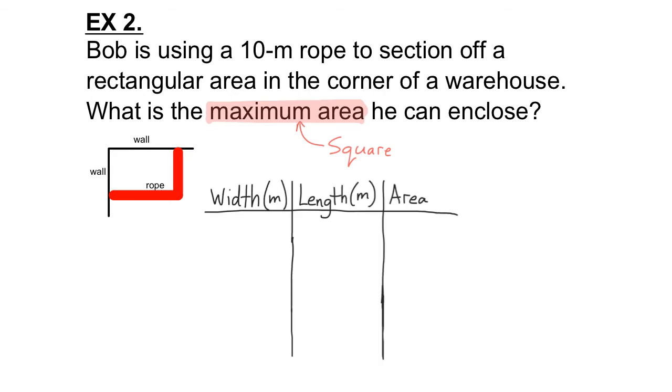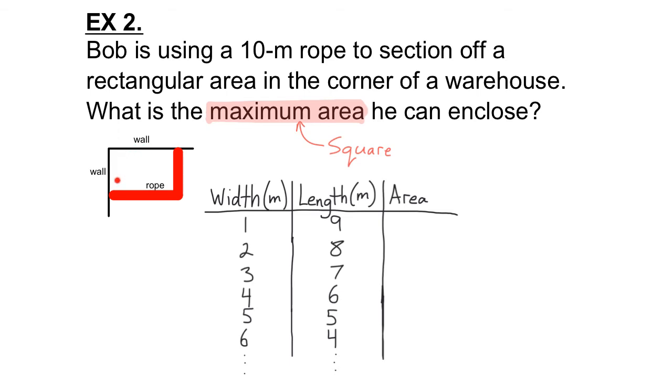So what we're going to do is set up a table with possible widths and lengths for this rectangular area. Now the rope is only 10 meters, so the width and the length have to add up to 10 meters. So we can have a bunch of different possibilities that do that. We could have 1 meter by 9 meters, that adds up to 10 meters. We could have 2 meters as the width, 8 meters as the length, 3 meters by 7 meters, 4 meters by 6 meters, etc. We can have a lot of possibilities here.